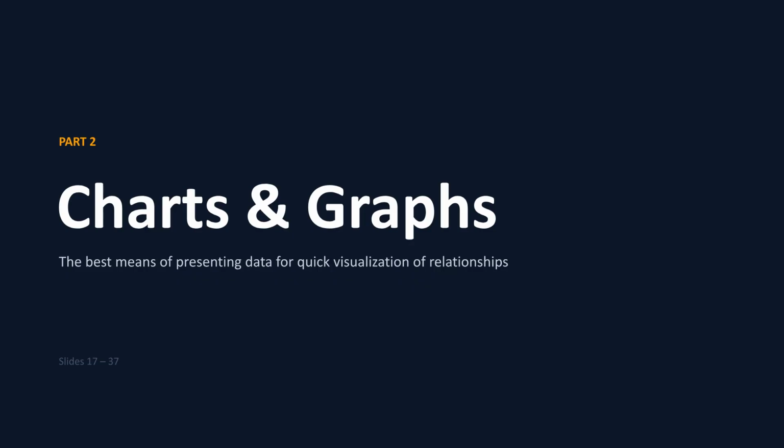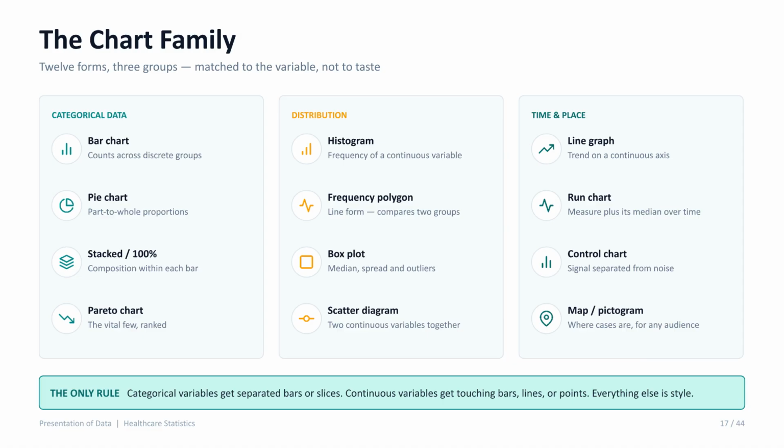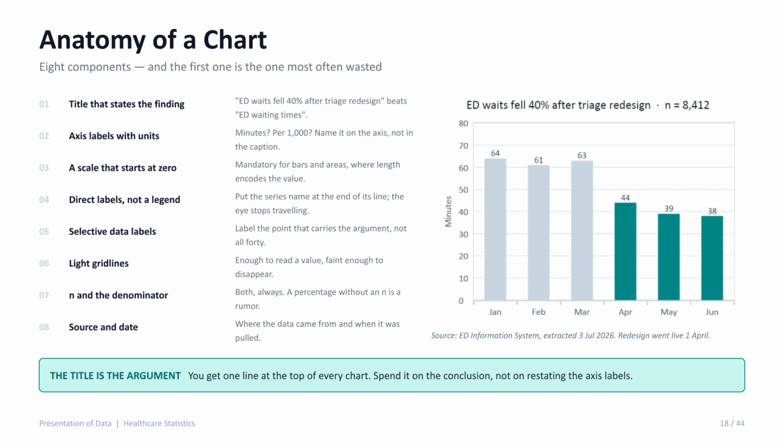We move now to Part 2, focusing on charts and graphs. These are the most effective means for visualizing relationships in your data quickly. This is our chart family. We categorize 12 common forms into 3 groups, each matched to specific data requirements. The core rule is simple. Categorical variables use separated bars or slices, while continuous variables use touching elements. Here is the anatomy of a chart. From a clear title that states your finding to essential items like axis labels, units, and source citations, every component serves a purpose. Remember, your title is your argument.